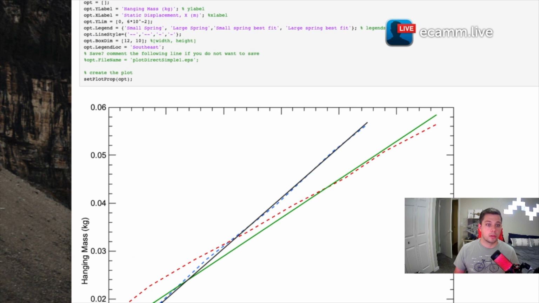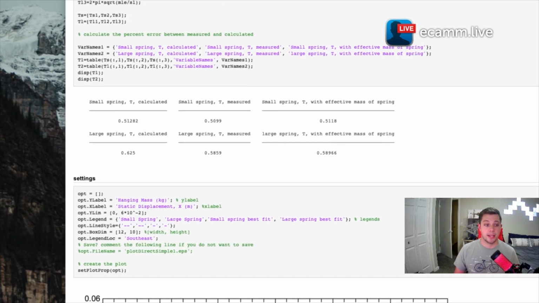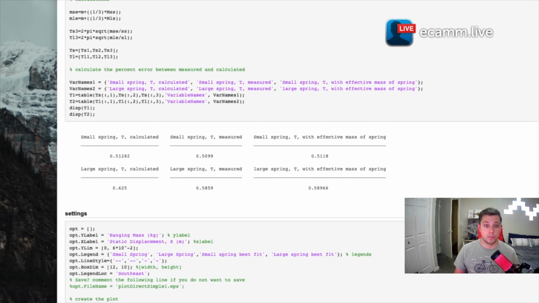Additionally, the large spring has a higher mass than the small spring, meaning that the way it affects the system will be more significant than the small spring. The larger spring, having more mass to contribute to the effective mass, results in a larger error between the measured and calculated values, with an error of 6.26% between the calculated without the mass of the spring and the measured. However, when the mass of the spring is included, the error is significantly better at only 0.64%.